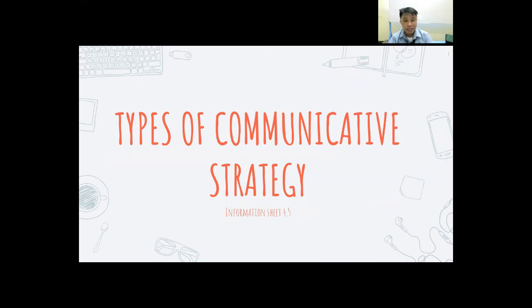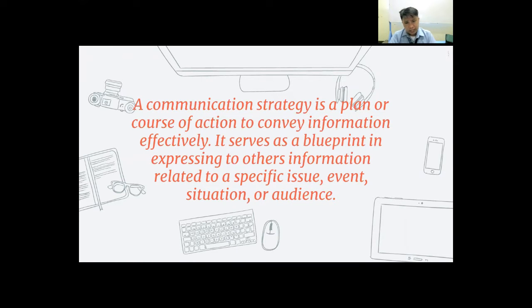Okay, so let's begin. So a communication strategy or a communicative strategy is a plan or a course of action to convey information effectively. It serves as a blueprint in expressing to others information related to a specific issue, event, situation, or audience. So you are using these strategies to be able to communicate effectively and to convey information that you have to other people effectively, so that you will have no trouble and you will avoid inciting confusion within your listeners. Okay, and it doesn't only pertain to the listener itself, but it is you as a speaker and the listener at the same time.